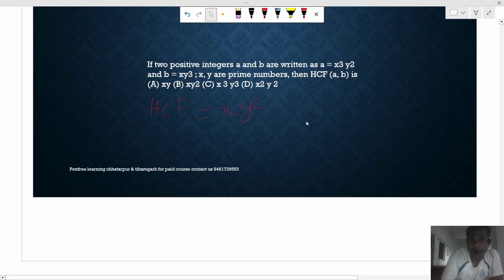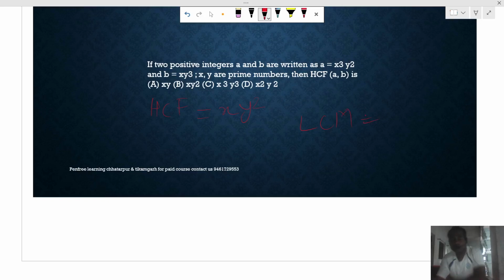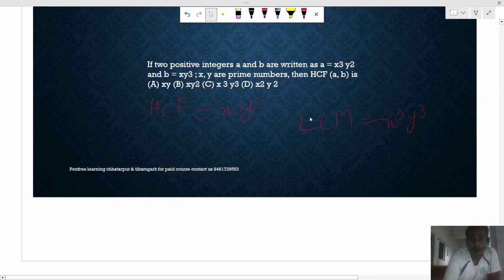Okay, I give a bonus, so you can find the LCM. LCM will be the highest power, so that will be x cube, because it is the highest power, y cube. LCM is the highest power in both, and HCF is the lowest power in both.